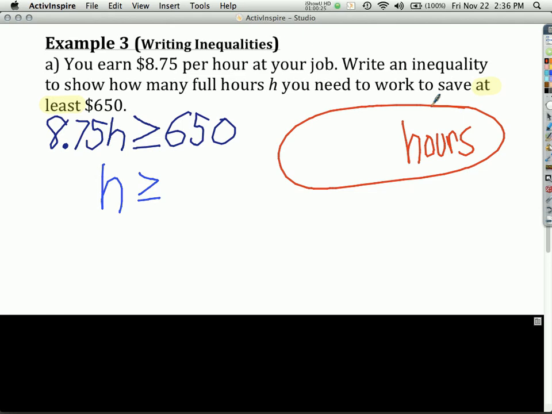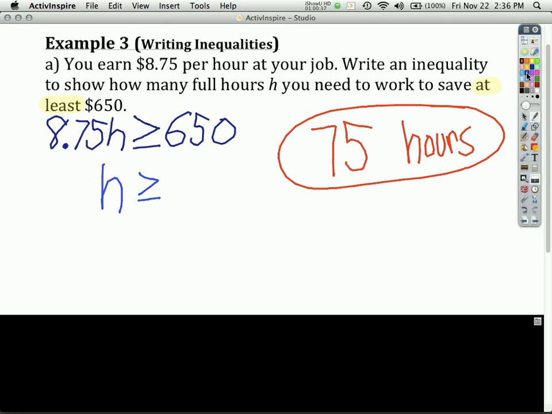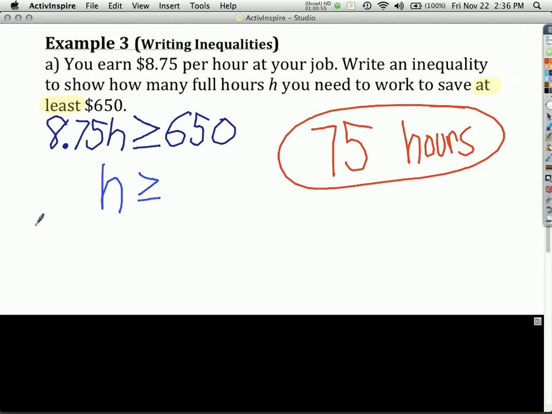Okay, Kamoy, how much did you get? 75. What do you think, Sharik? I agree with that. 75 full hours. Yeah, I like the way you threw in the word full. It is 75 hours, but Sharik, what made you add the word full? Because it says, write an inequality to show how many full hours you need to work to save at least 650. Yeah, it says it right in the original question. But what was the exact answer that came out? Because he probably wouldn't have said full if his answer came out exactly 75. Brian, what does it come out to? 74.28571.